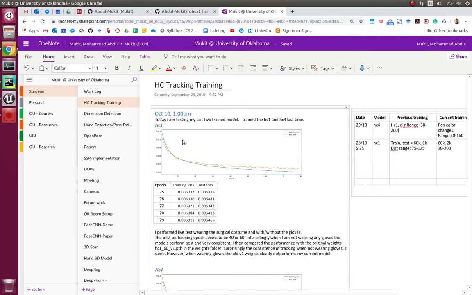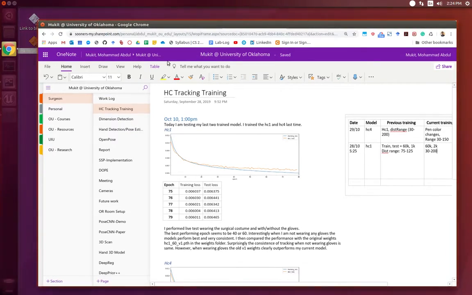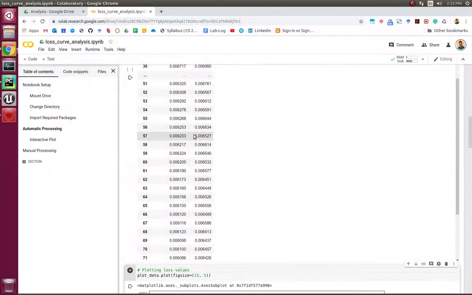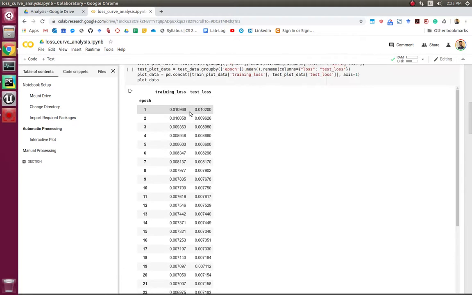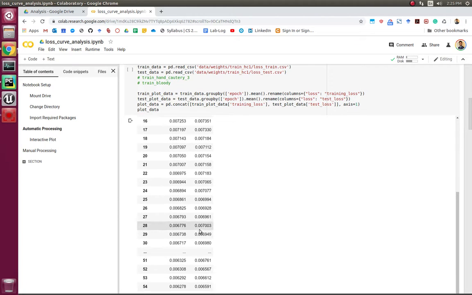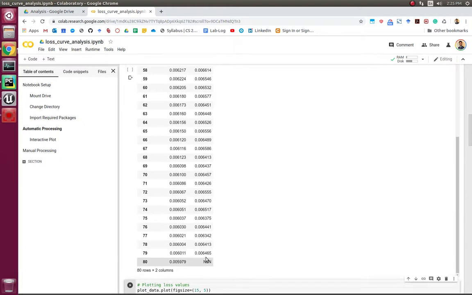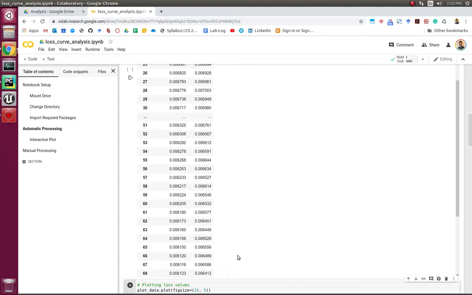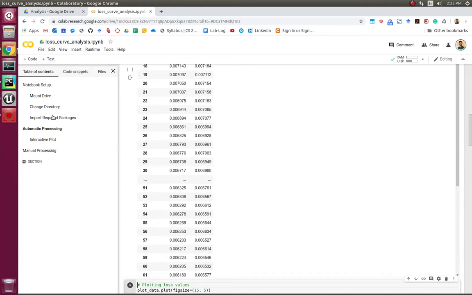So this is the loss curve. The blue one is the training and the orange one is the testing curve, and this one is the epoch training loss and test loss. This is the average training loss and test loss of every epoch. It looked to me that at 60 epochs it almost saturates. You get 0.0065, and it doesn't really go down that much, 0.0064 in here. So I decided to move on with 60.